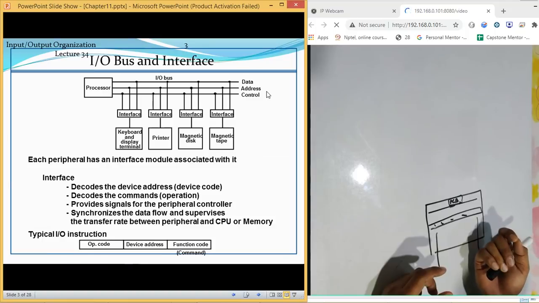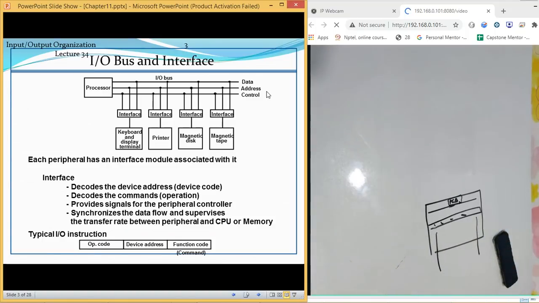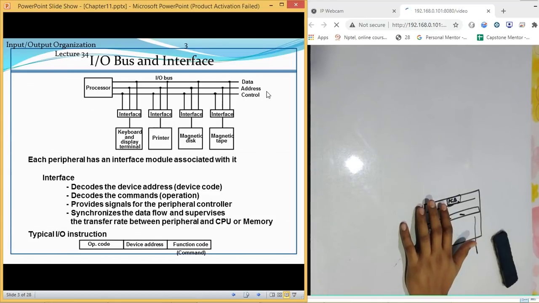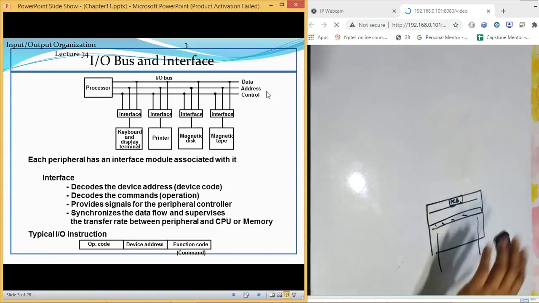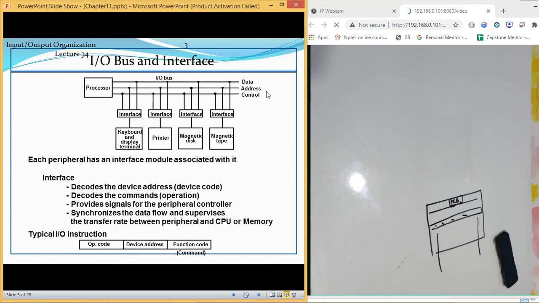Your scanner has a printed circuit board. Your hard disk drive is having a printed circuit board on it, which will work as a controller. So this is the task of your interface: to provide this PCB with the information about what it has to perform. Then the next task of the interface is to supervise the synchronization of the data between this device, which is your input output device, and the processor. So that is the next task.